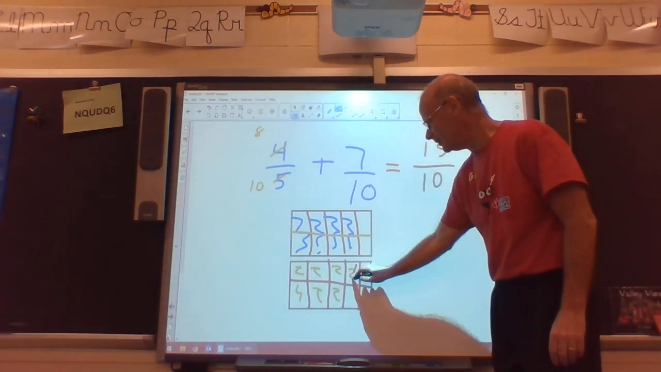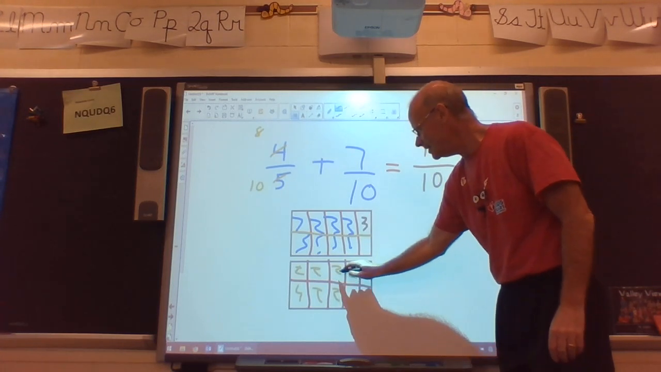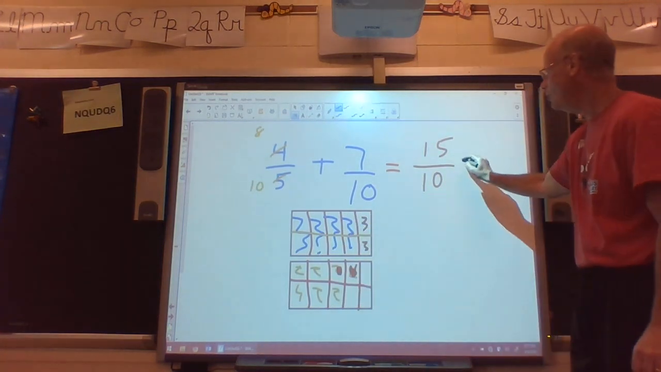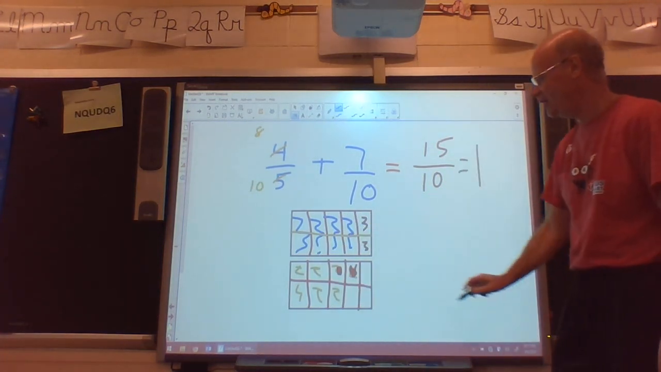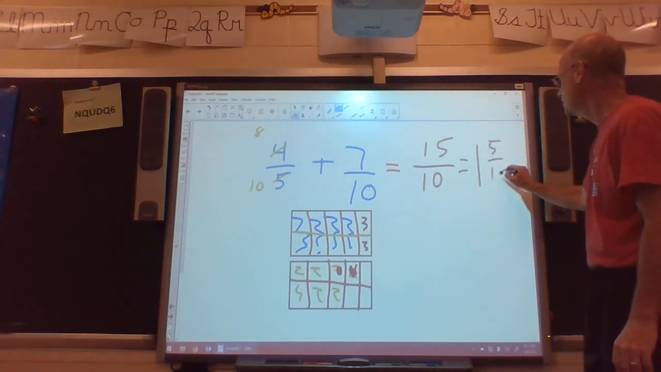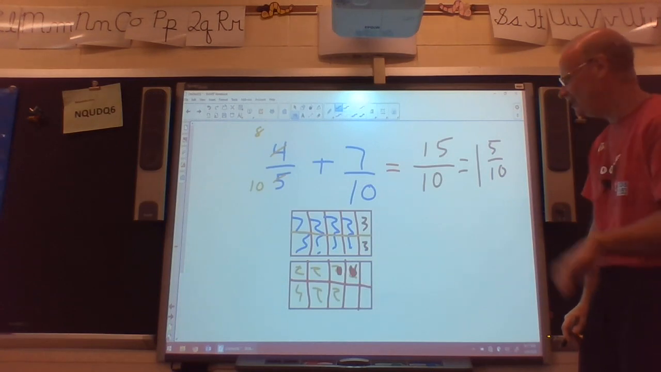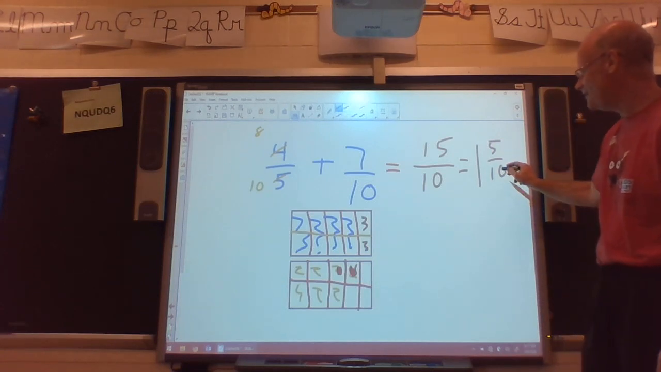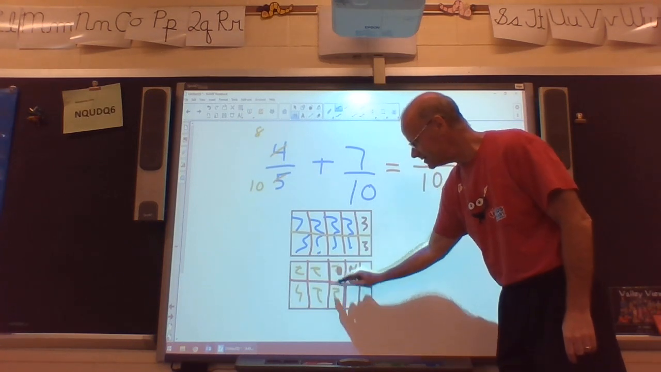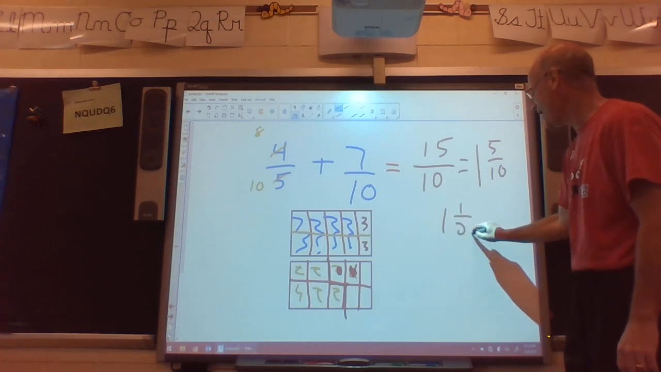I'm going to take this 10th and move it up to here. I'm going to take this 10th and move it up to here. Now I have one whole, and I have 5 left out of 10. So 15/10 is equal to 1 whole and 5/10. And I realize that 5 out of 10 is exactly half of this. Half is colored in, half isn't. So I have 1 whole and 1 half.